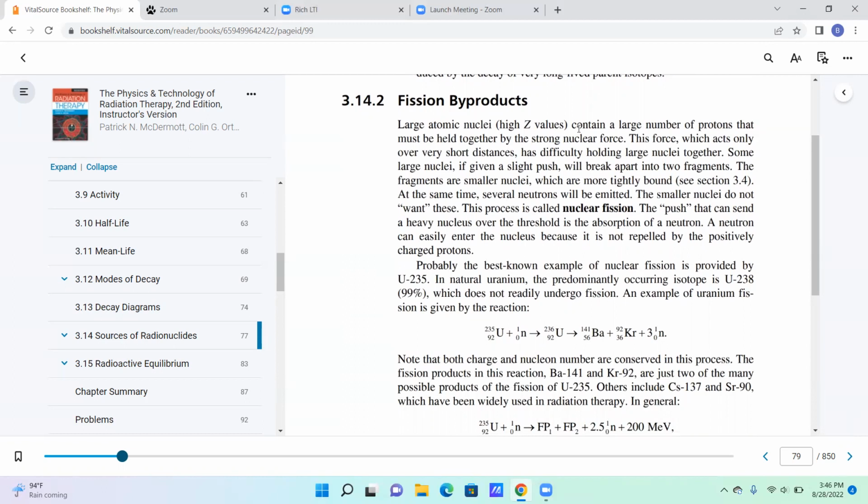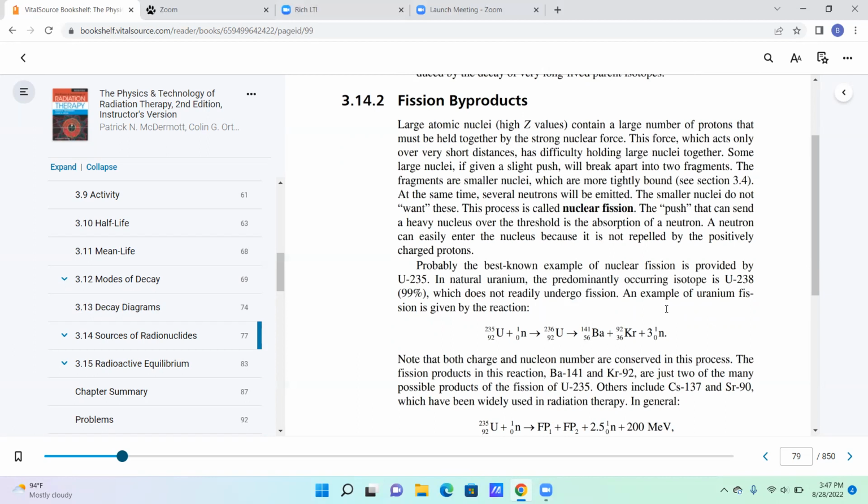Okay. Large atomic nuclei contain a large number of protons that must be held together by a strong nuclear force. This force, which acts only over very short distances, has difficulty holding larger nuclei together. If you give a slight push, the nucleus starts to break into two fragments. The fragments are smaller nuclei, which are more tightly bound, and at the same time, several neutrons will be emitted. This process is called nuclear fission.